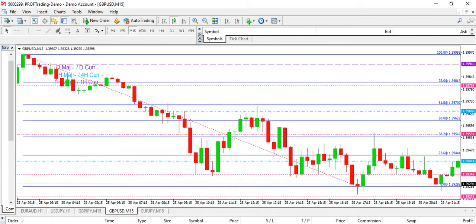engulfing, or this was an evening star, right? Or morning star, excuse me. And so then price proceeded to move up. Make sure you're remembering your candlestick confirmations as well. There aren't just random reversals at Fibonacci levels. They are actual candlestick confirmations, and I think that'll help you as well.